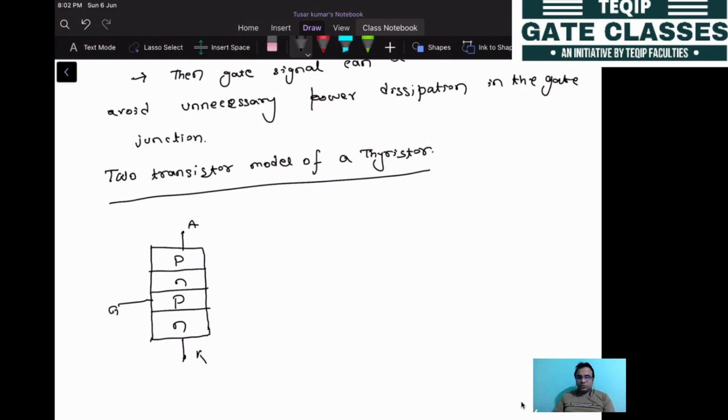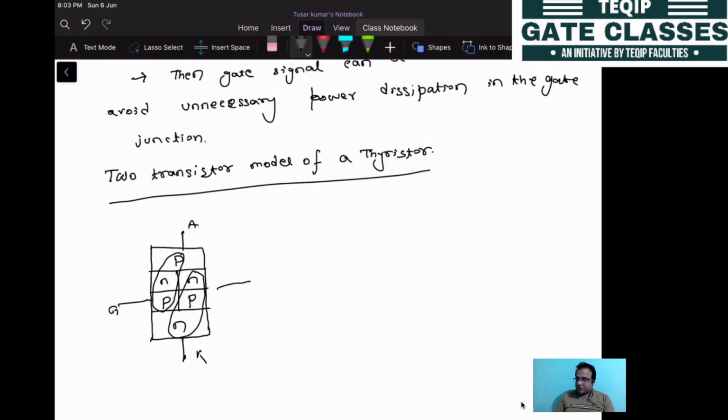Now in order to represent it as two transistors, you split the inner N layer and inner P layer. Look here, let's split this part. Now if you split this part, this is N layer, then this is P layer. So it is now divided in two parts. Here it will be again N, here it will be P. Now if you see here, this is one PNP junction and this is one NPN junction. If you split this, they will form two transistors.